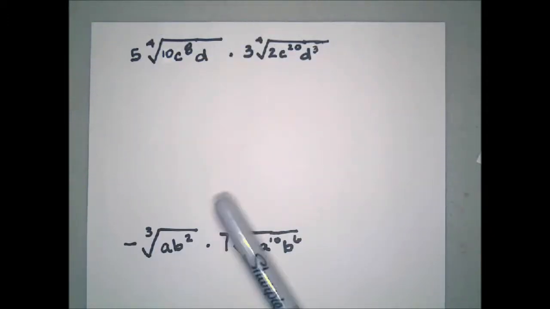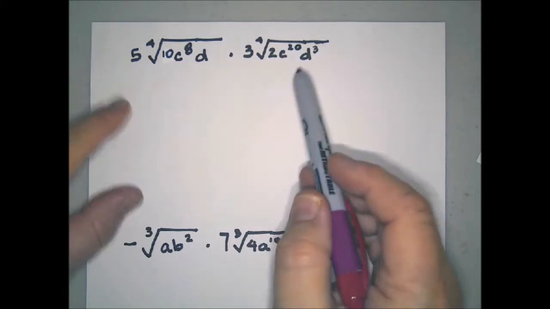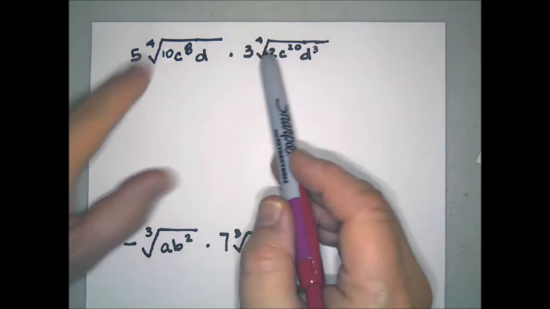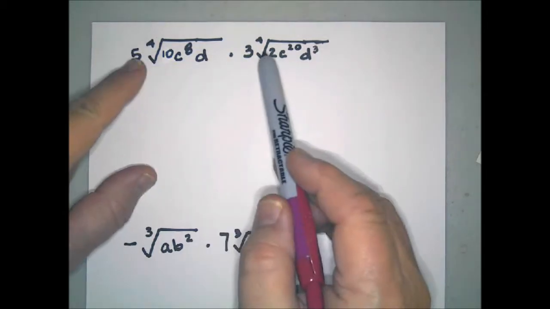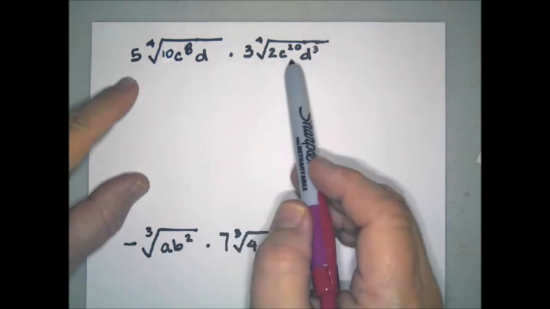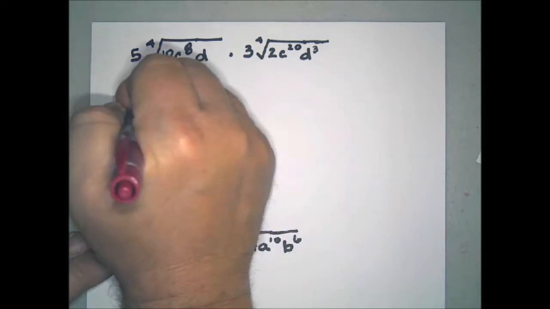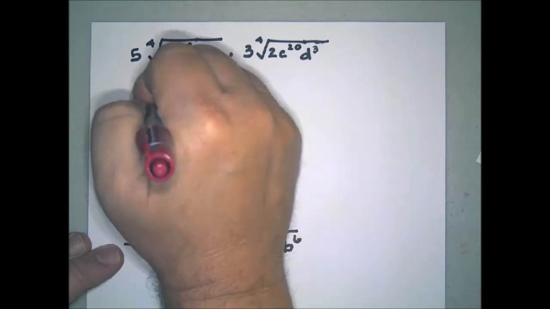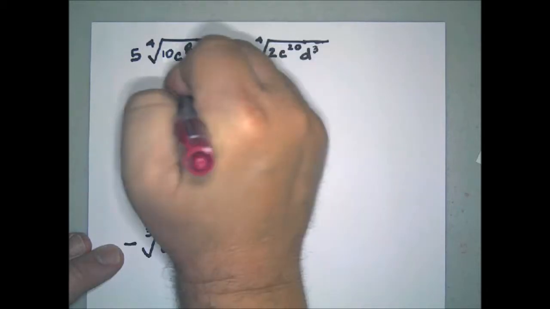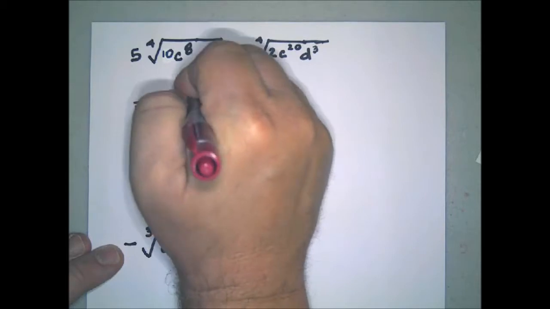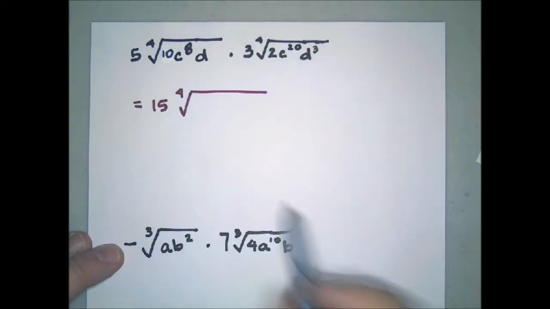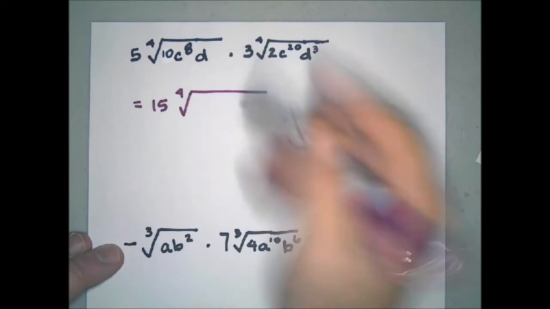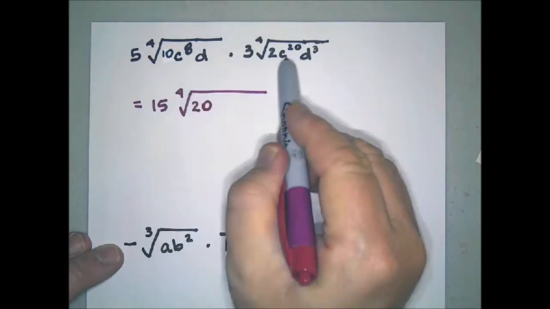Here's an example of a problem that is going to use that limited to real number system rule. You can see I'm multiplying 2 fourth root radicals. So let's go with the basic rule first. Outside times outside stays outside, so this would be 15. And then it would be the fourth root of whatever's inside. 10 times 2 is 20. C to the 8th times c to the 20th.